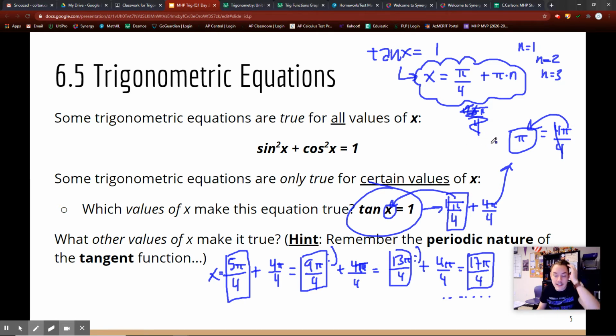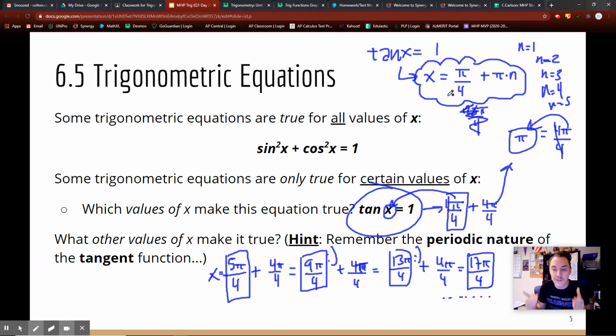So I can continue this over and over again if I just get n equals 4, n equals 5, and so forth. But this is the formula that I want to use. And that is what we're doing today. Okay, well, part of it. Okay, that's most of it. That's what we're kind of doing today. But that is kind of how you do trigonometric equations.